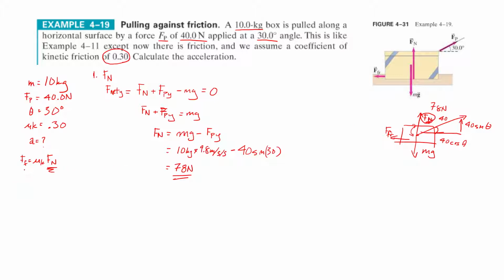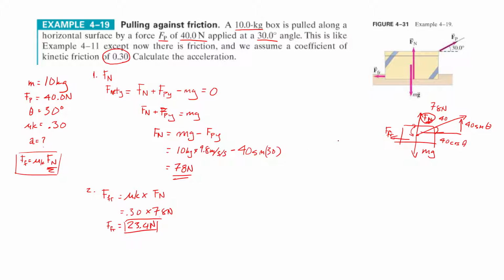Okay, good. So now we could use this equation. Now part two, we could find the F of friction. F of friction is the friction coefficient times F normal. We don't need to do any wacky math, we just plug in right now. 0.30 times F normal, which is 78 newtons. That means the friction is going to be 23.4 newtons. This is our F of friction.